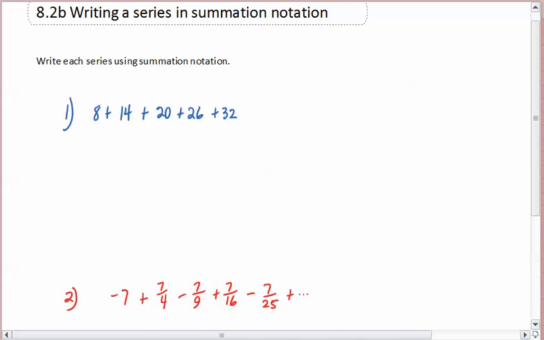So let's take a look at writing a series in summation notation. It says write each series using summation notation. So we're going to start off by just putting a sigma, and that means the sum of.